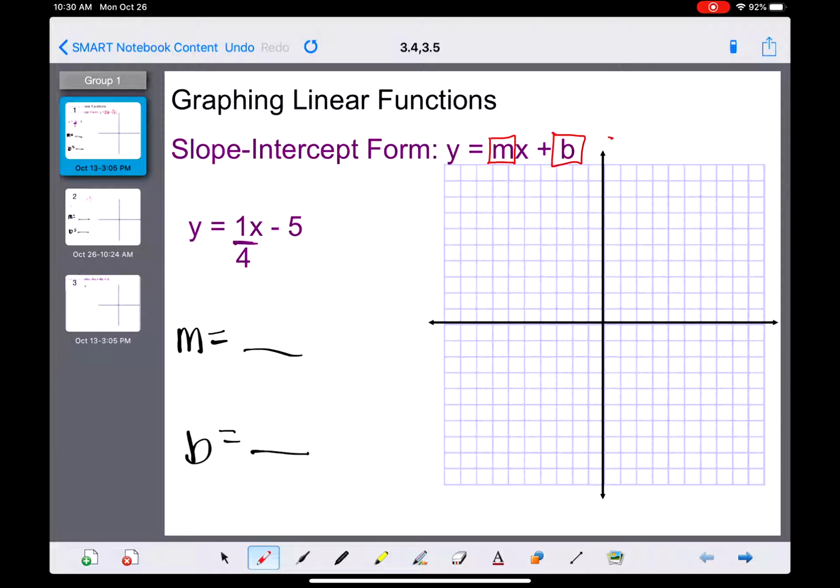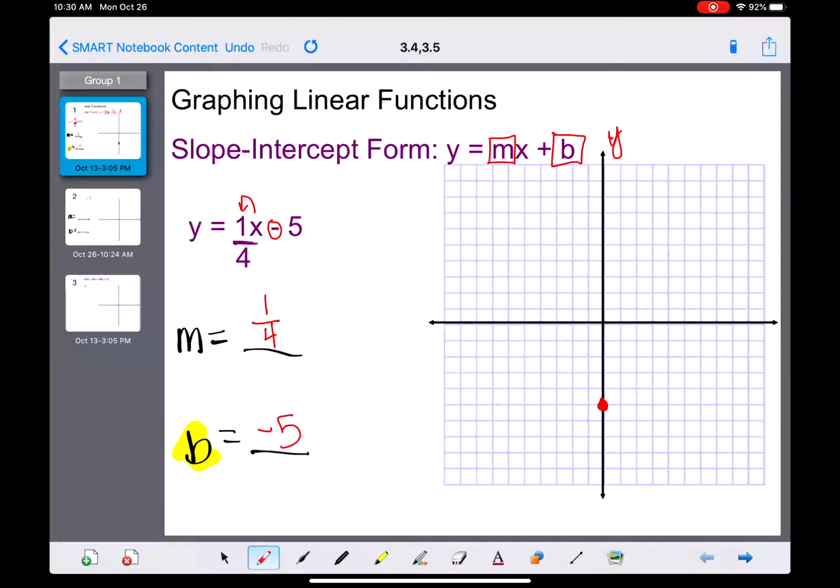So if I have the line y equals 1/4 x minus 5, the slope is always the value in front of x. So my slope in this case is 1/4. My y-intercept is the constant, the number that's all by itself, which is -5. Don't forget that that minus sign means that it is a negative. So I am going to begin with my y-intercept.